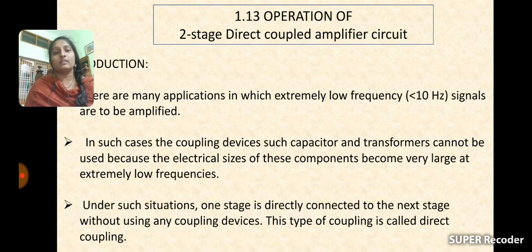See the slide, whatever I explained is only there. It is used for only low frequency applications. Here, coupling devices such as capacitors and transformers cannot be used. I already told this: because the electrical charges of these components become very large at extremely low frequencies. So why are we designing direct coupling? If we use capacitors, transformers or resistors, which are wiring elements, the circuit becomes complex at low frequencies.